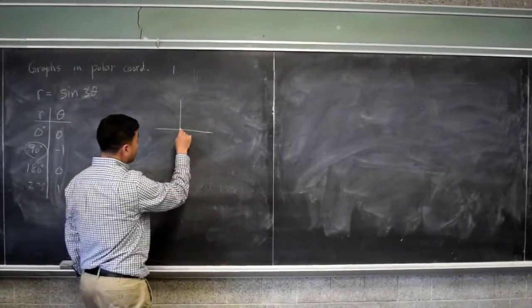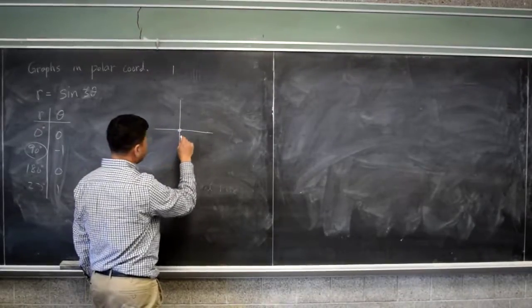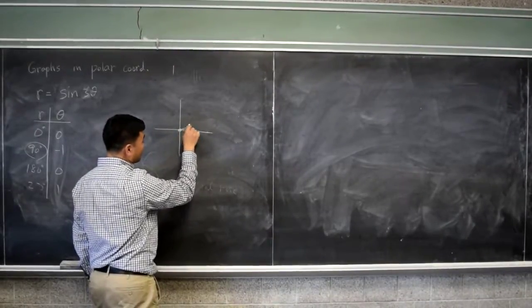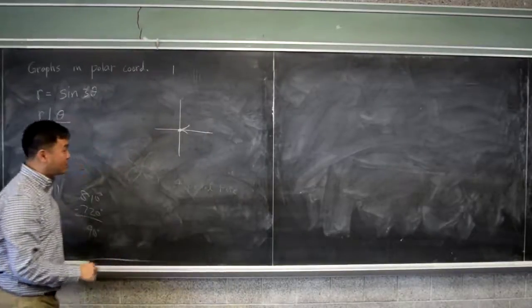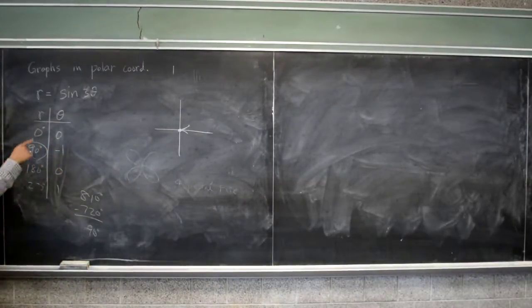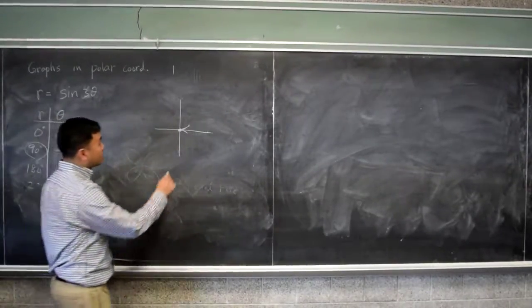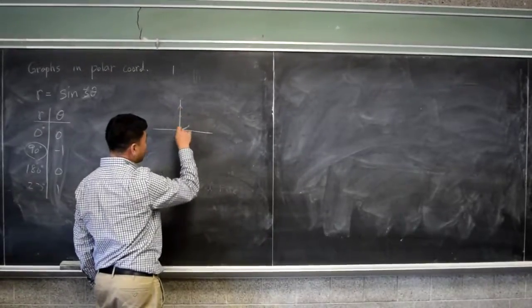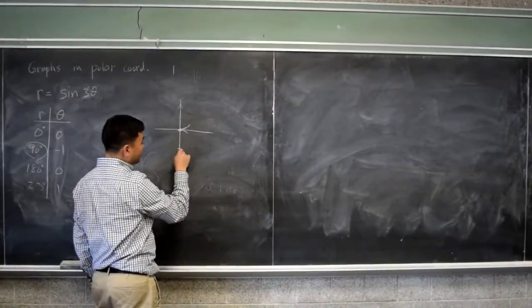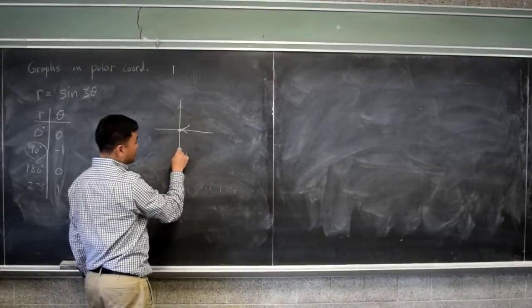You get 0, 0. And let's draw these two lines to remind us that although it's 0, it has to hit the origin at this angle. At 90 degrees, it's negative 1. So if you go up, you actually have to go down by negative 1. So let's say this is negative 1. That's the point that it is.